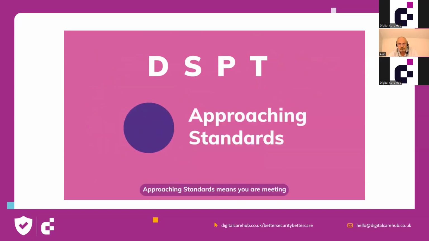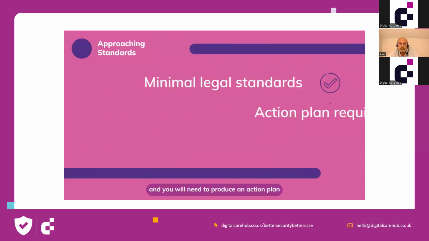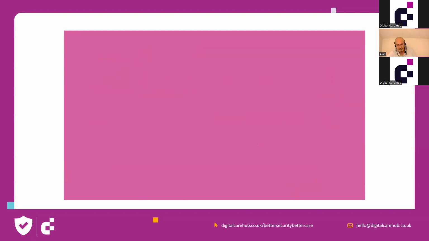Approaching standards means you are meeting minimum legal standards. It's a temporary stepping stone to the next level, and you will need to produce an action plan to show what you will do to get 2 standards met. Approaching standards also enables you to get NHSmail, an accredited secure email system which helps you to share confidential information with local authority, NHS and other colleagues.